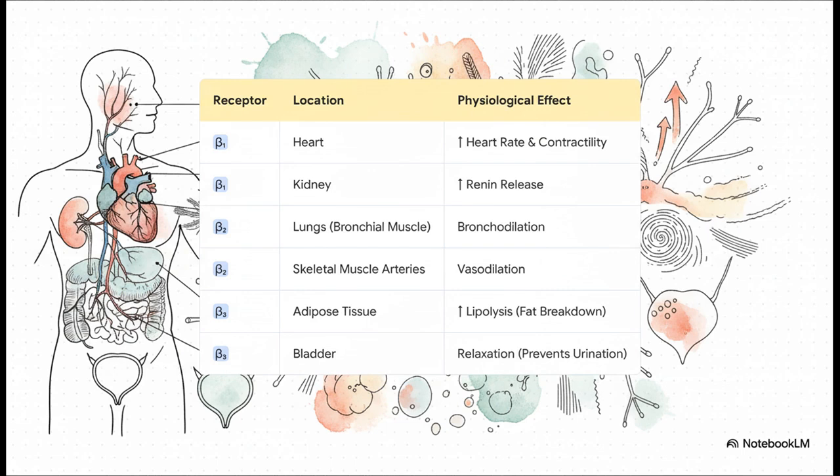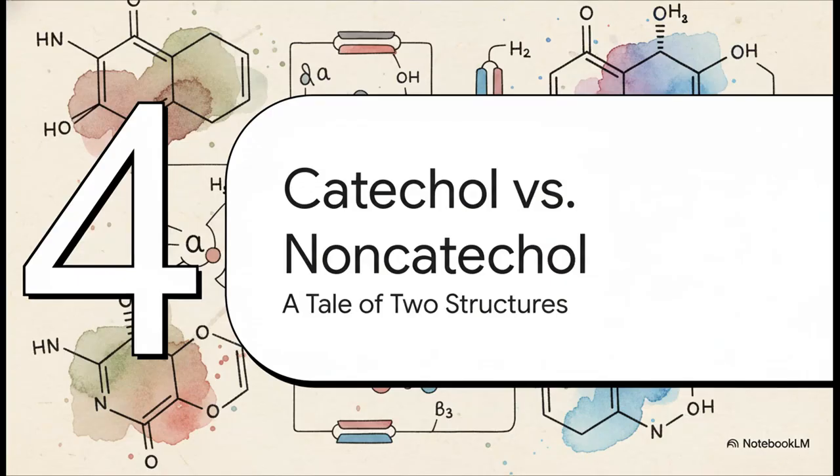And then there's beta 3. You'll find these in fat tissue, where they ramp up fat breakdown, and also in the bladder, where they help it relax. Oh, and one key thing to remember. Unlike the alphas, all the beta receptors are coupled to a stimulatory Gs protein, so they all lead to an increase in intracellular messengers.